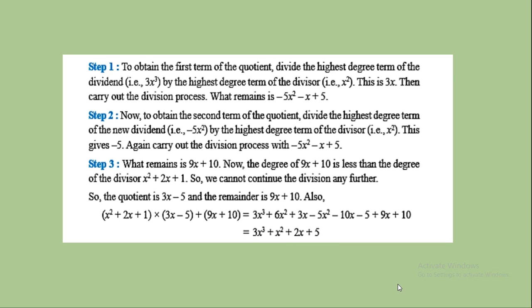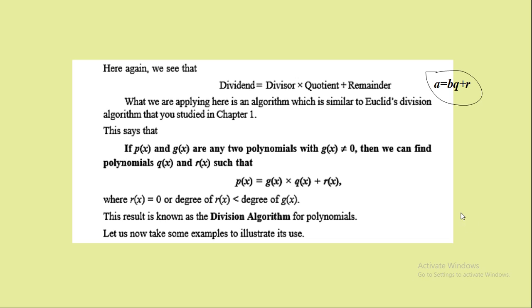That is, when dividing two polynomials, always the dividend will be equal to the divisor into quotient plus the remainder.